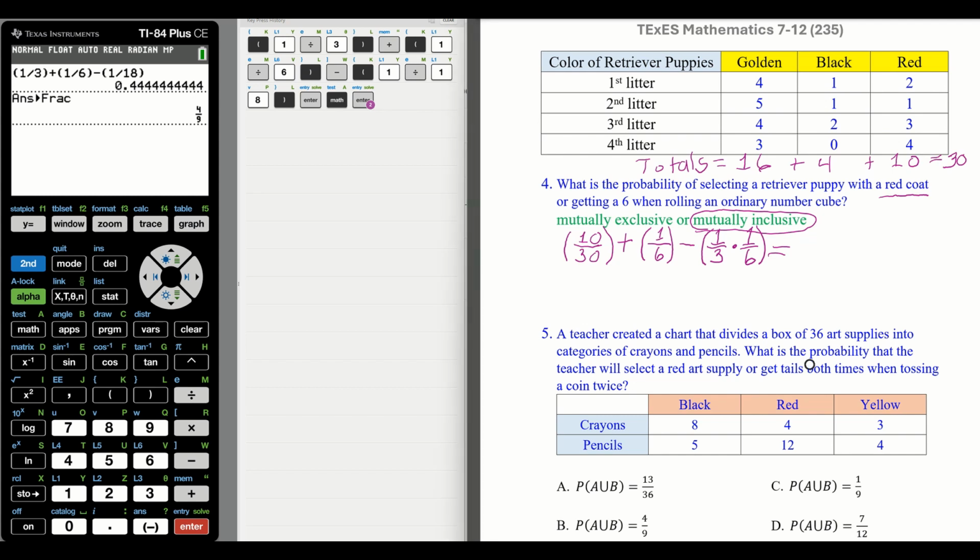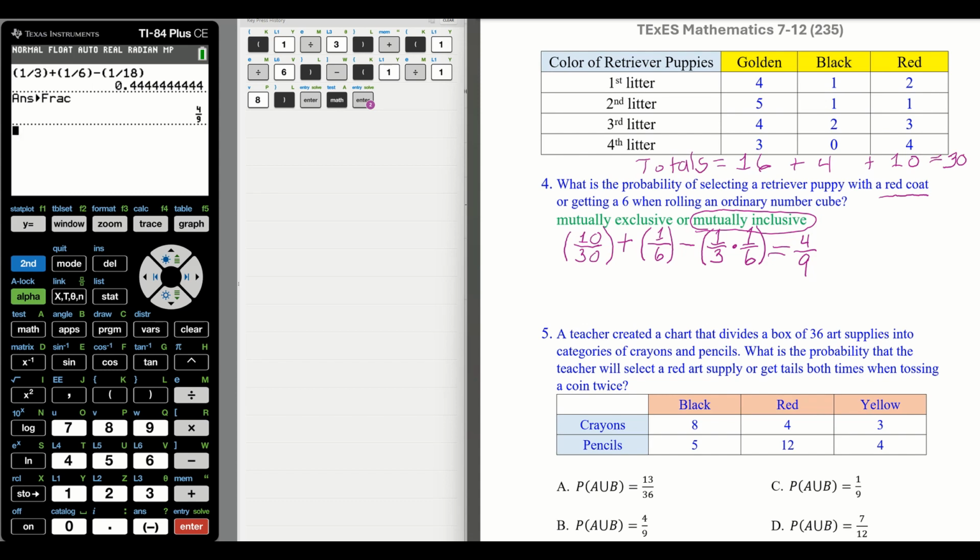Let's write this better. We have a probability of 4 out of 9. I still don't like that. Okay, 4 out of 9, getting a red-coated puppy.